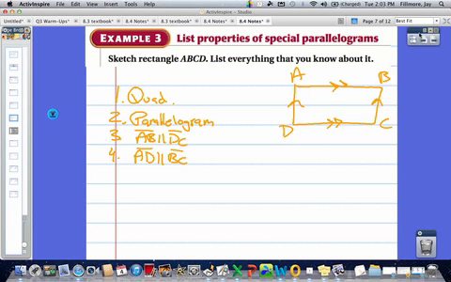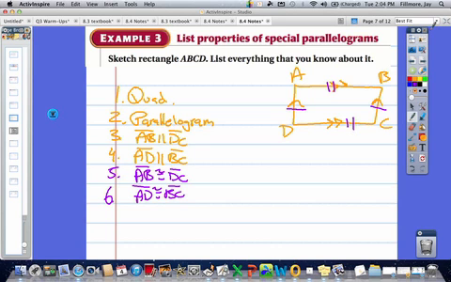We can also say opposite sides are congruent. So we can say AB is congruent to DC. And we can say AD is congruent to BC. And since it's a rectangle, we know all the angles are congruent and all of the angles are 90 degrees. So I'll say angle A is congruent to angle B, which is congruent to angle C, which is congruent to angle D. And they all equal 90.